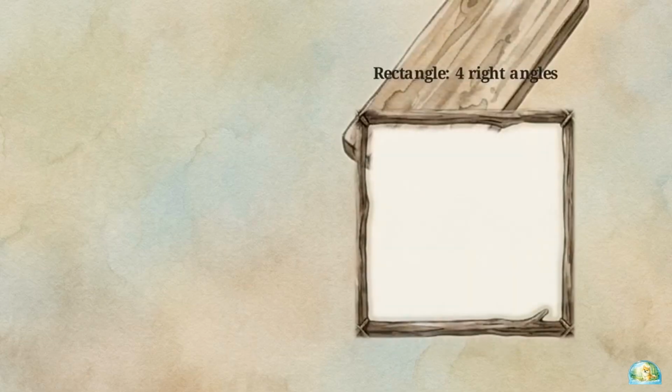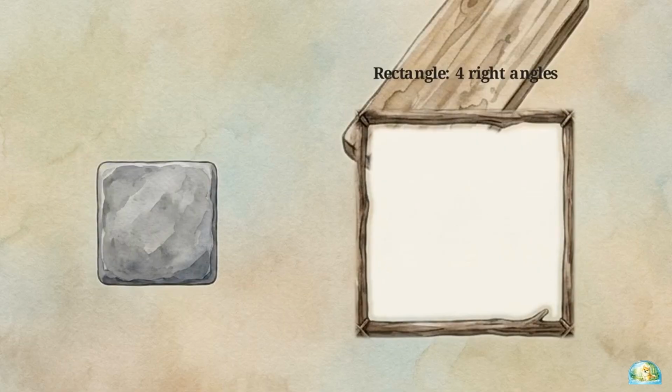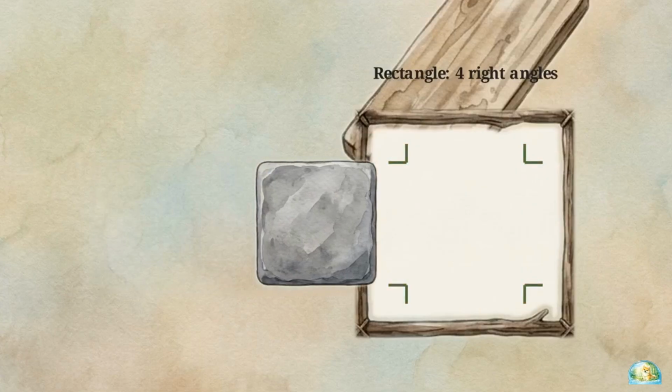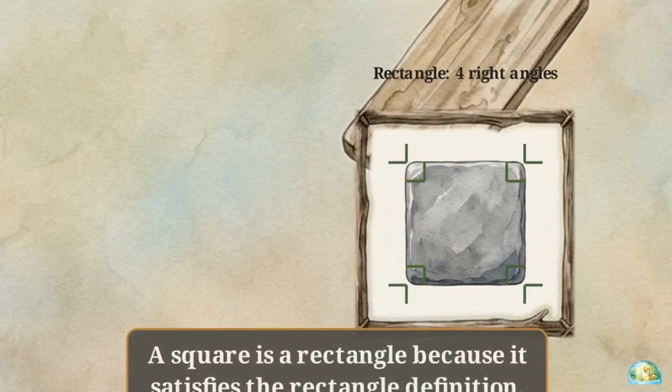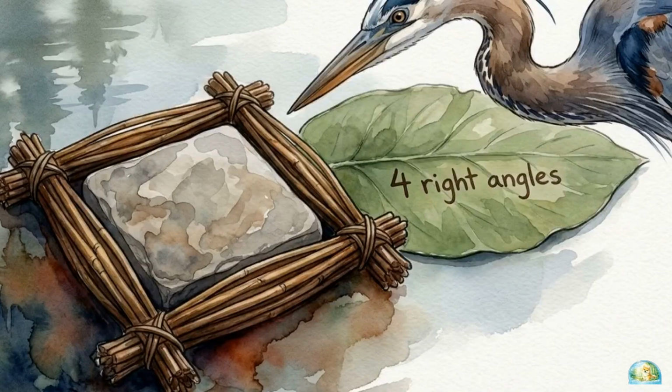We reach the definition roost to hear a final argument. A student says a square is not a rectangle. To find the answer, we look at the definition. A rectangle is simply a quadrilateral with 4 right angles. We check the square against those conditions. It has 4 right angles, so it fits the definition perfectly. A square is a rectangle because it satisfies the rectangle definition.